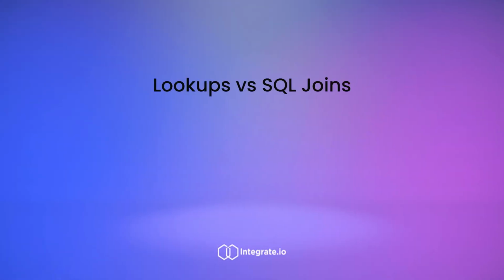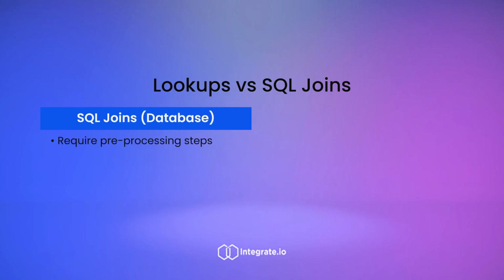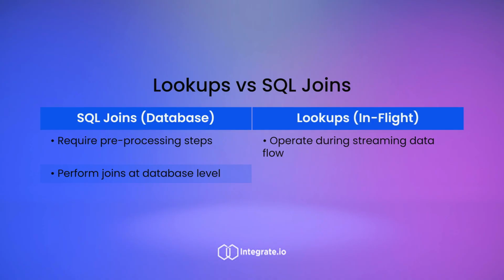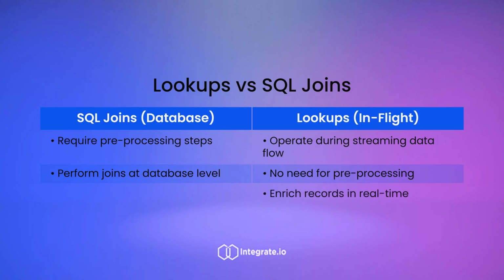Why use a lookup mapping instead of a traditional SQL join at the database? While joins happen at the database level, lookups occur in real time as data flows through integrate.io. This means you can enrich records from disparate sources without the overhead of complex SQL queries or staging tables, making your pipelines significantly more agile.